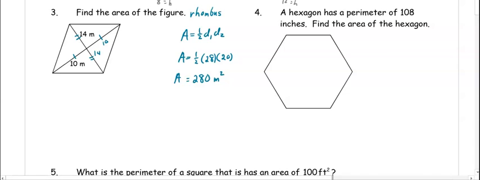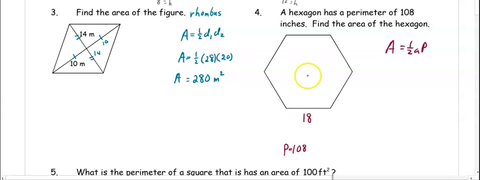In number four, we have a hexagon with a perimeter of 108 inches. Find the area of the hexagon. So our area of a hexagon is equal to 1/2 apothem times perimeter. So we already know the perimeter is 108. If the perimeter is 108, we can divide by 6 sides to get that our side length is 18.